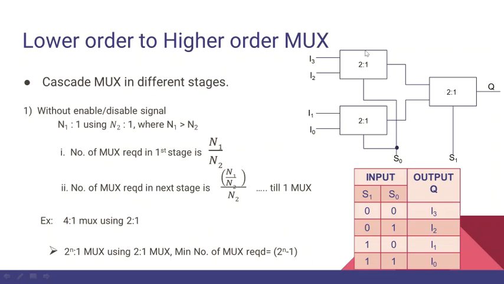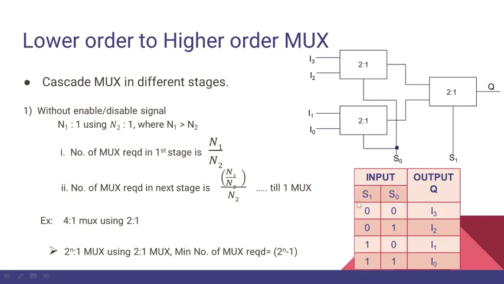In the first stage, we will connect the lower order select lines, and when we go further, we will connect the higher order select lines. So here we have to make a 4:1 multiplexer using 2:1 multiplexers, so we only have two select lines, S0 and S1. If this were an 8:1 multiplexer, we would have one more stage and we would connect S2 to the final stage.